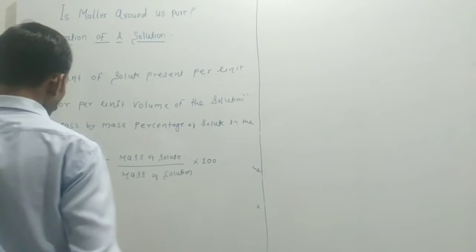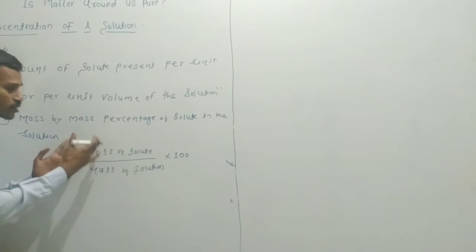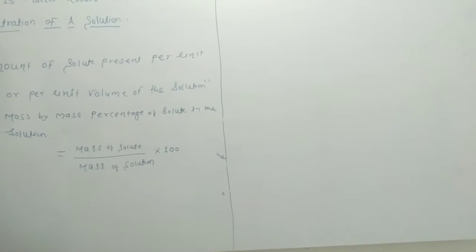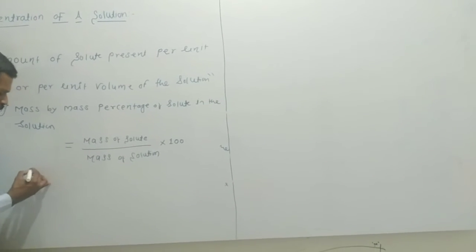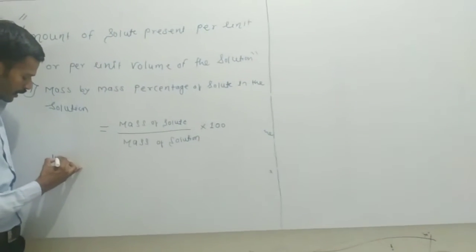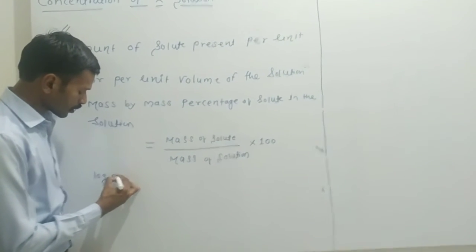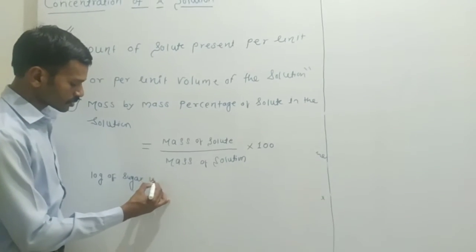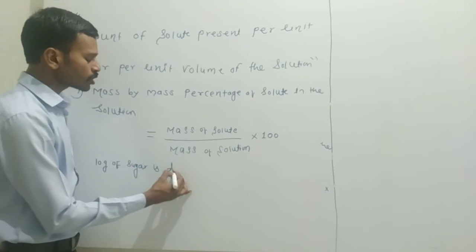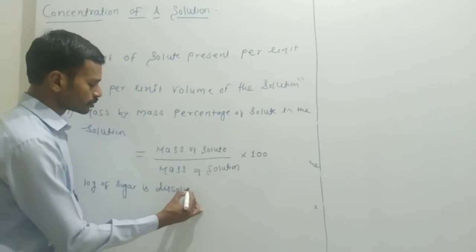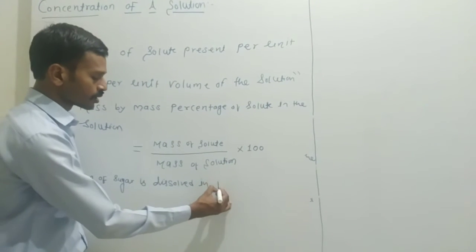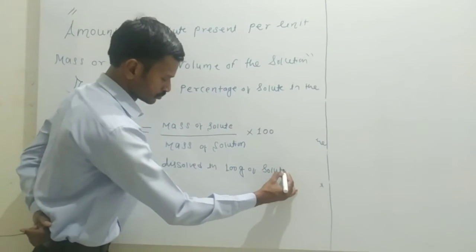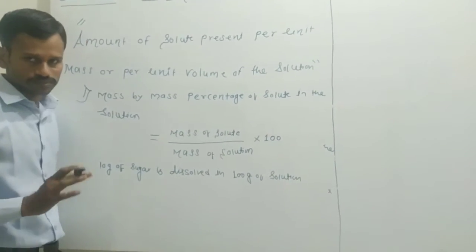We will study numericals based on mass by mass percentage of solute in the solution, but I take one simple example. 10 grams of sugar is dissolved in 100 grams of solution.